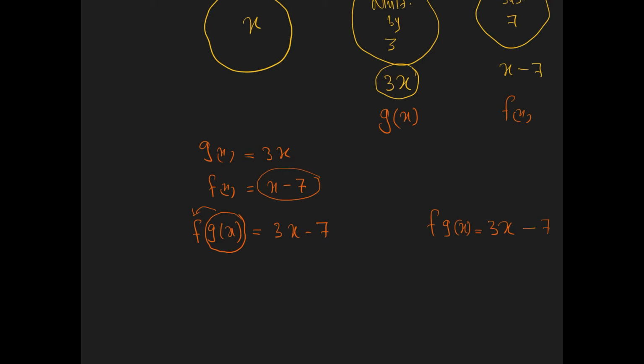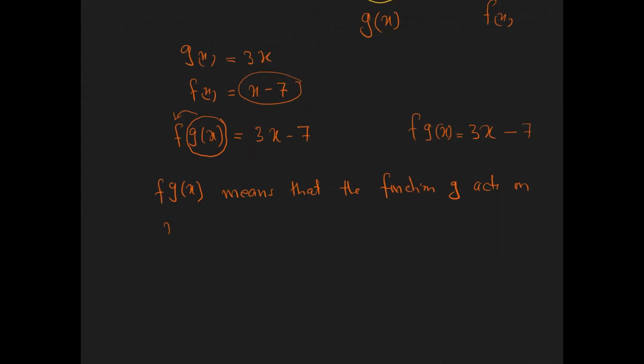Now fg(x) means that the function g acts on x first. So first the function g acts on x, and then f acts on the result.